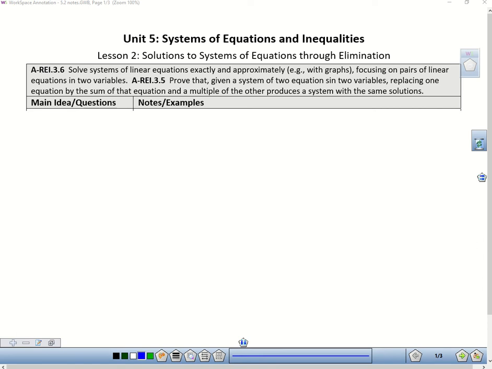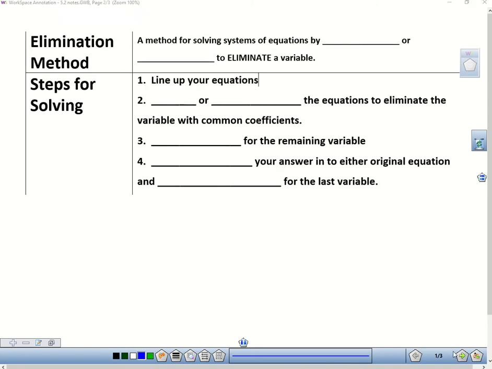So today we're doing Unit 5, Systems of Equations and Inequalities, Lesson 2, which is Solutions to Systems of Equations through Elimination. So everybody has their notes, I believe. I passed them out to you just now. So let's get started. So let's go ahead and talk about what the elimination method is.